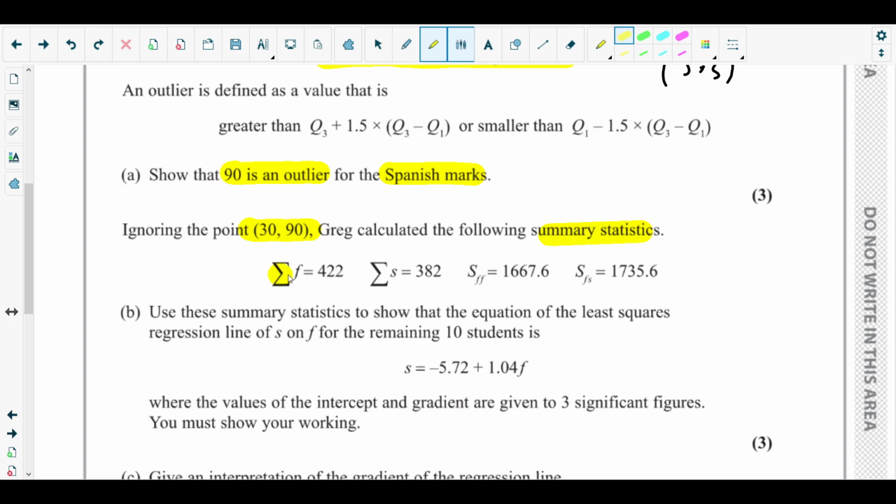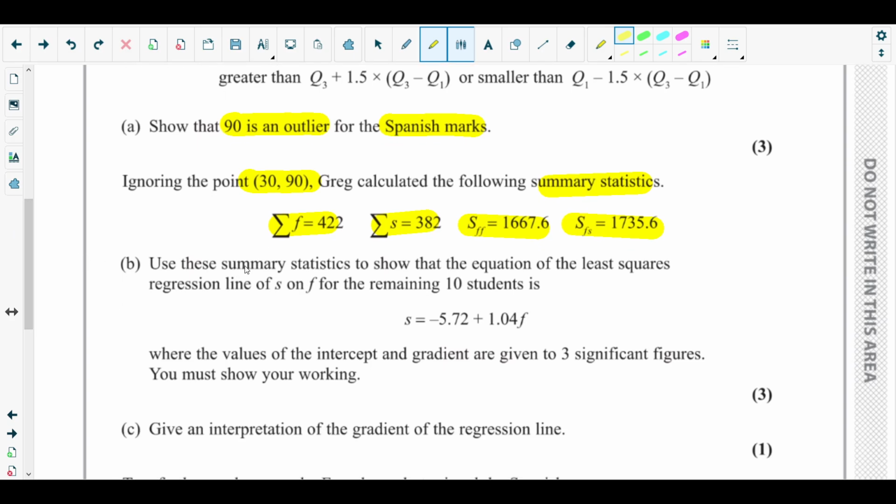Okay, he got the sum of F, which is 422. The sum of S, the marks obtained in the Spanish test, is also given: the total marks by 10 students, 382. The summary statistic S of FF is given as 1667.6, and S of FS is given as 1735.6. The question says to use these summary statistics to show that the equation of the least squares regression line of S on F for the remaining 10 students is S equals negative 5.72 plus 1.04 F, where the values of the intercept and gradient are given to 3 significant figures.